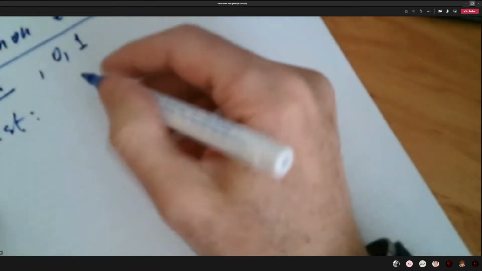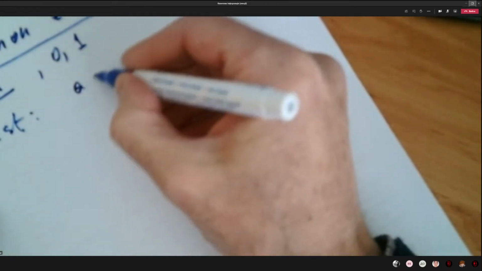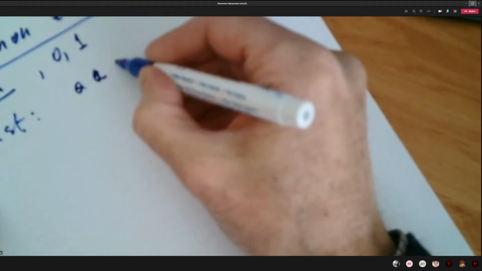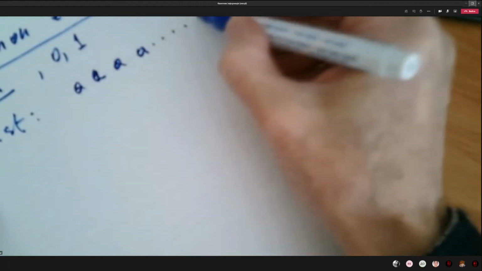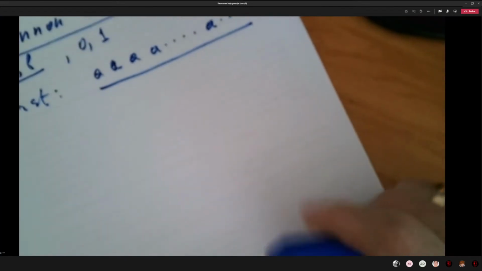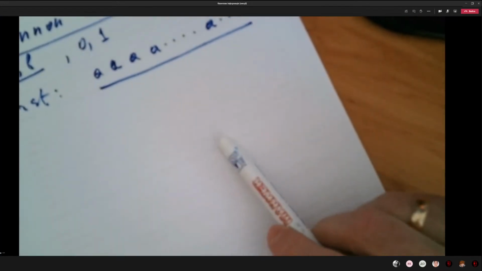Let us take the first message. We have the following message: A, A, and so on. And we have a question: how much information does this message contain? How much information can we obtain from this message? What do you think about the amount of information in this message?